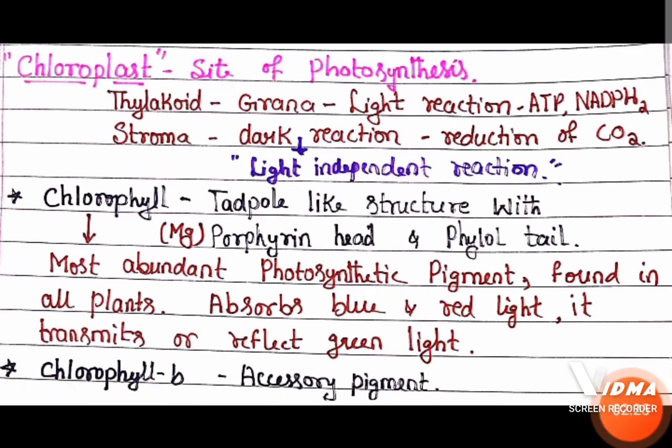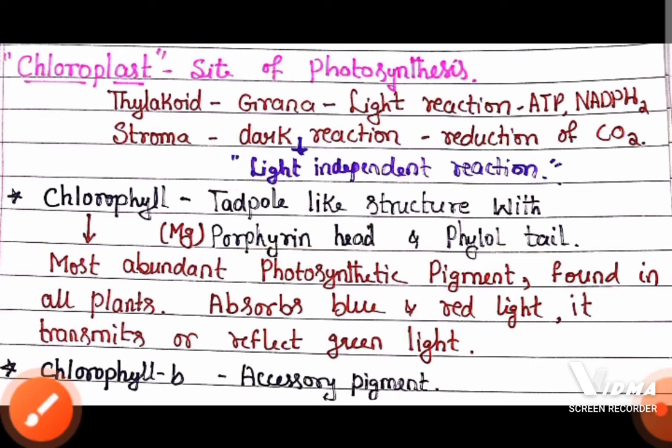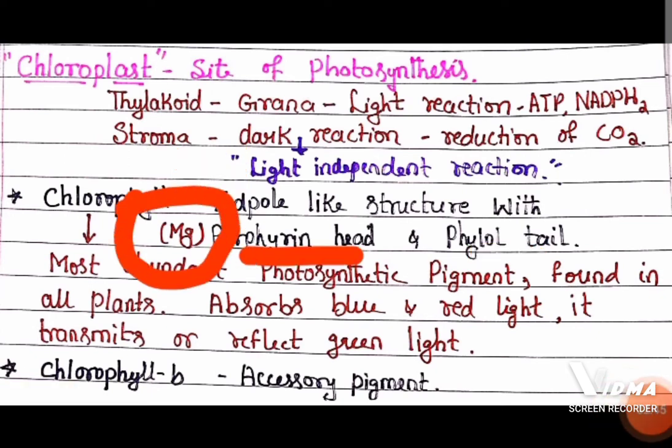And remember students, chlorophyll has a tadpole-like structure with a porphyrin head and a phytol tail. And in the porphyrin head, you can find magnesium in the chlorophyll structure.